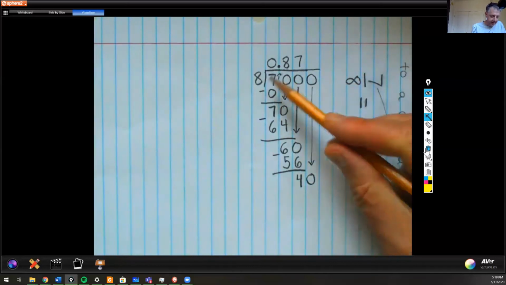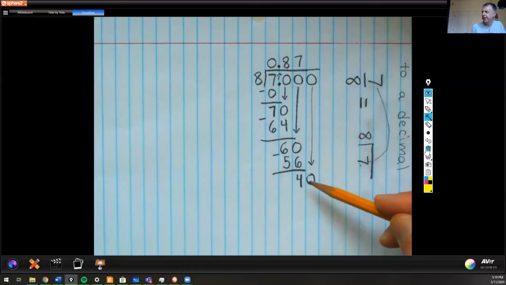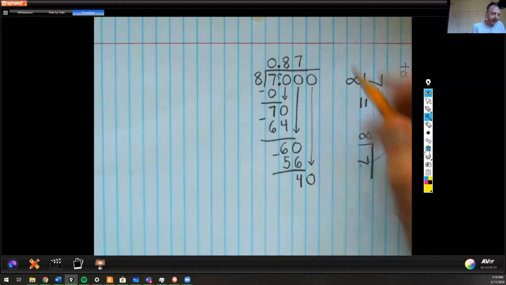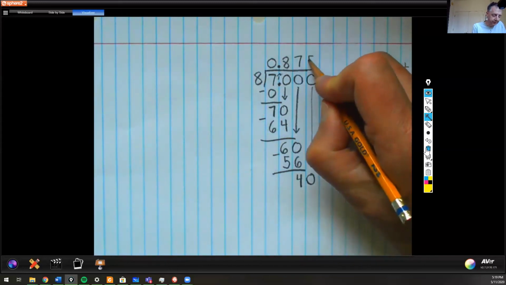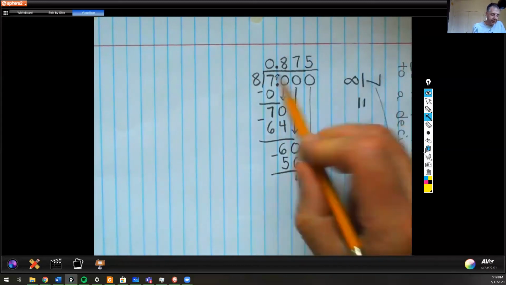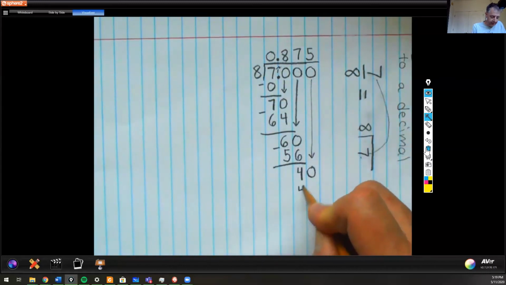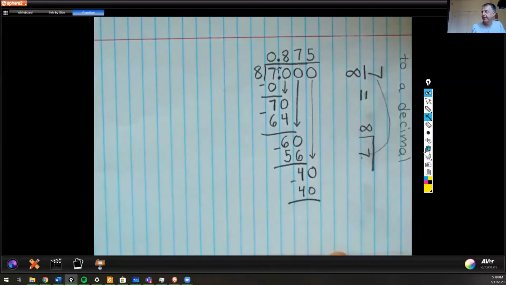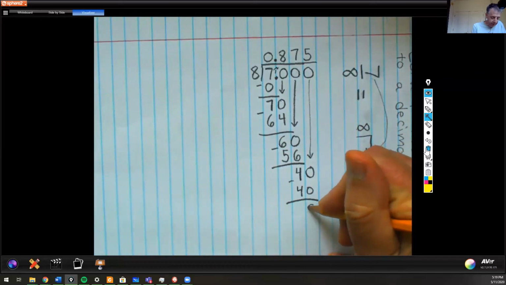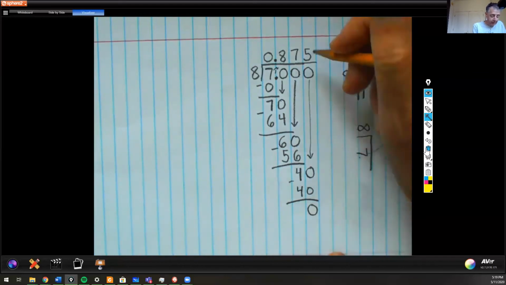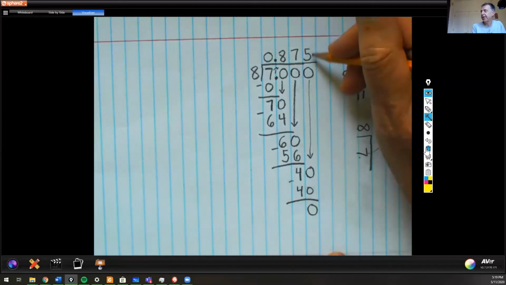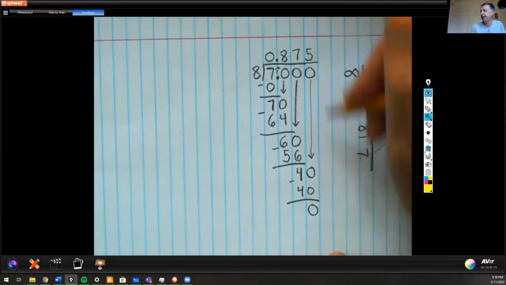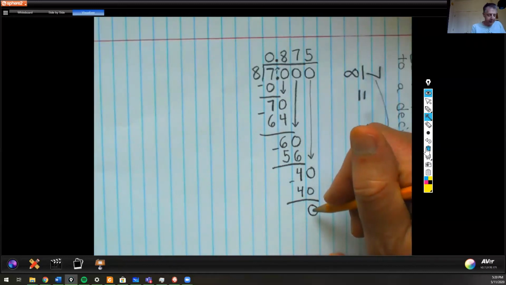Now I'm going to take 8 times something to get 40. Well, I know that math fact. 8 times 5 is 40. So what I'll do now is I'll take 8 times 5 and I'll make 40 and subtract 40 minus 40. And now I have a remainder of 0, which is good. I stopped at the thousandth place and I don't have a remainder. So now I know what my decimal is.